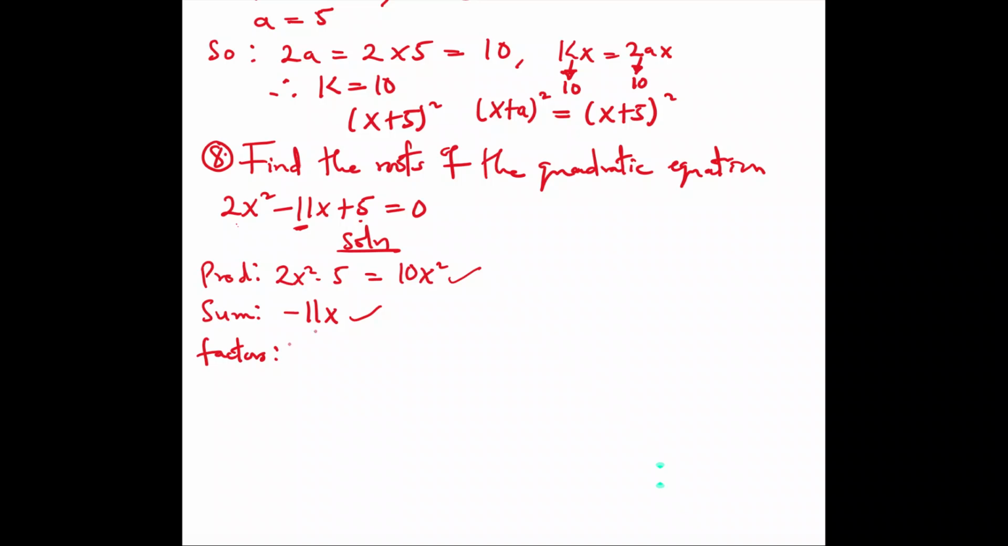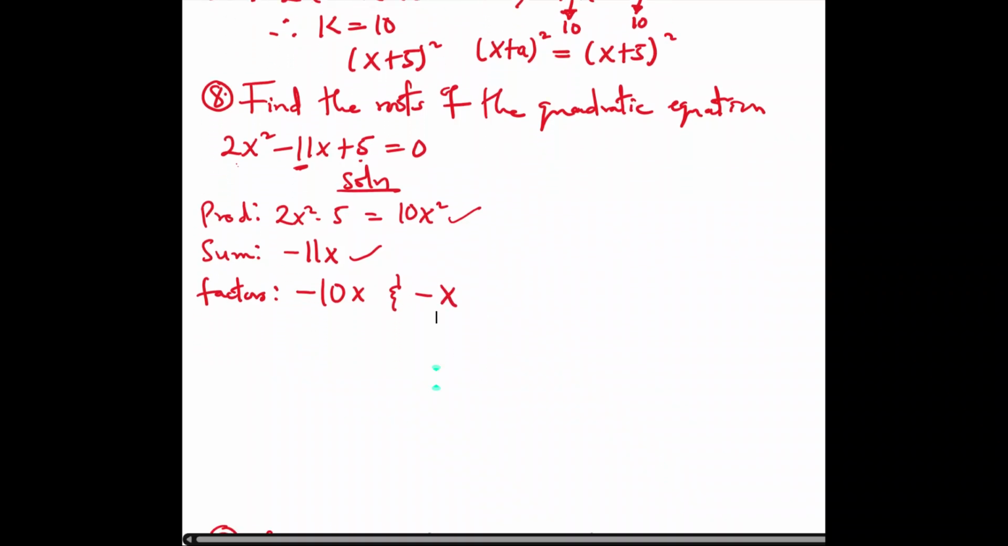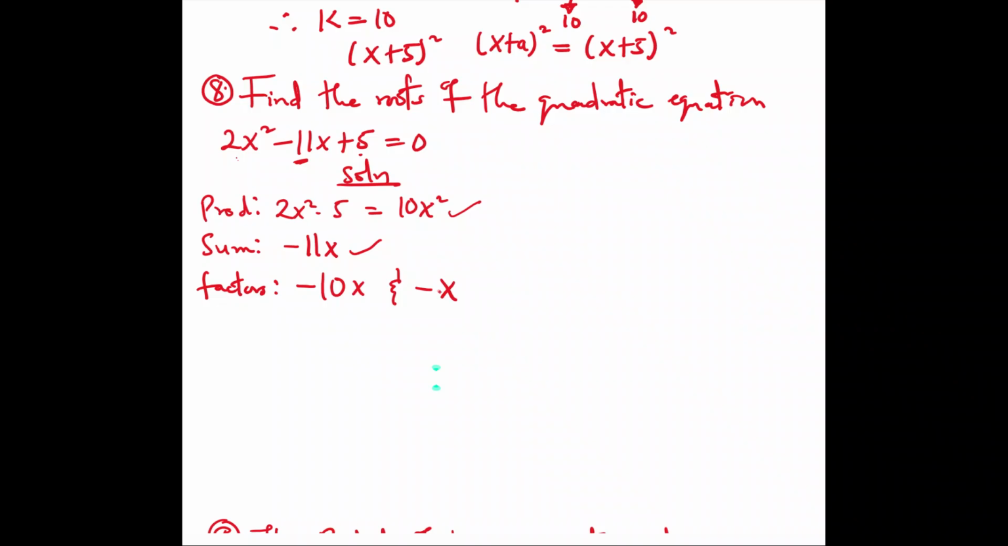The two factors that match what we are looking for are minus 10x and minus x. Okay, so if we do minus 10x times minus x, we get plus 10x squared. If we do minus 10x minus x, we get minus 11x. So let's put it in the equation. We have 2x squared minus x minus 10x plus 5 equals 0.